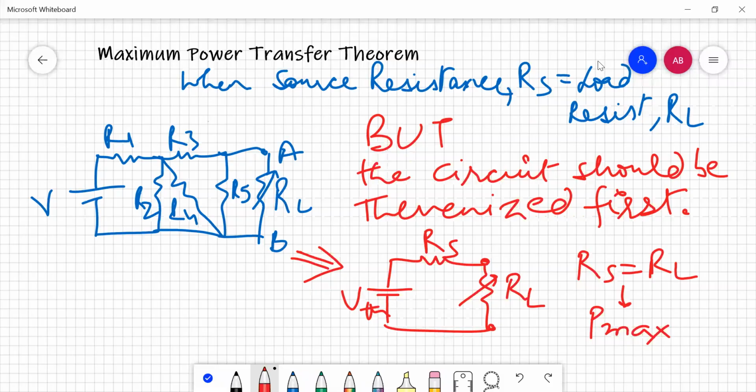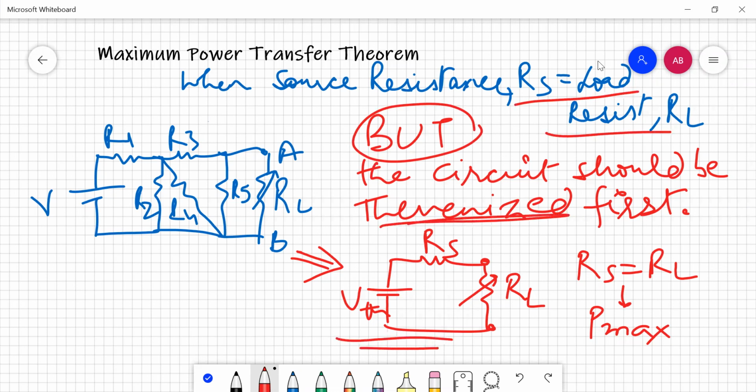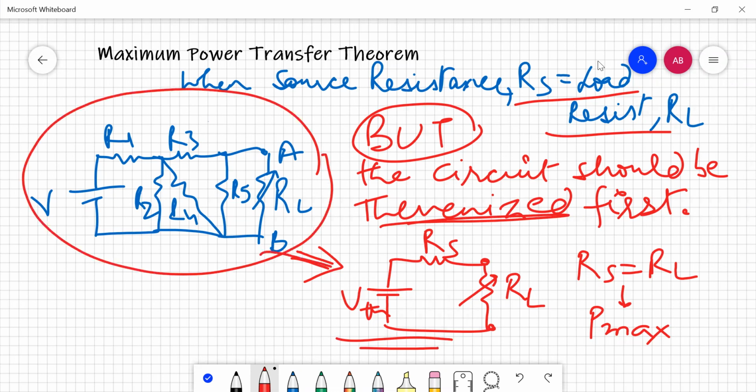So now we come on to our maximum power transfer theorem. You all must have read that when the source resistance becomes equal to the load resistance, maximum power gets transferred. But when we talk about this condition, the circuit should be in its Thevenin form first. That means if a circuit is in a complex form, you need to convert it into its Thevenized form, and only then you can calculate the value of P max.